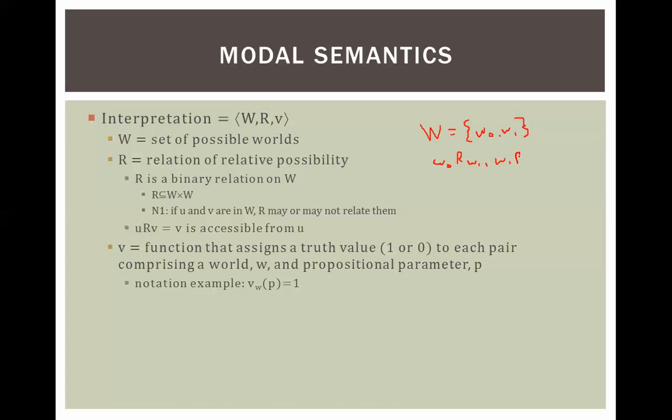W1 is also related to W0. W0 is related to itself, and also W1 is related to itself. Now, this is not a proper subset, this is just a subset, so it could be that R is all of these things. It could be that R is just one of these things. It could be that R is a few of these things. It could be any of those things.